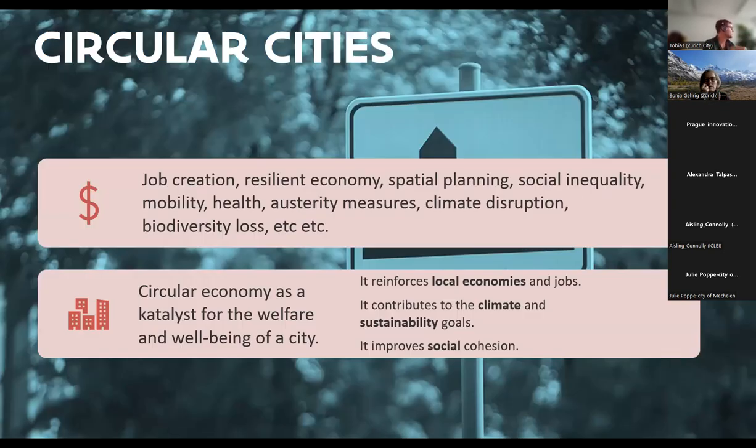So circular cities is my focus. I think, and we all think, that circular cities are the place and the context in which we should strive for a circular economy and circular society. We think they all have to cope with a lot of challenges: job creation, resilient economy, spatial planning, social inequality, mobility, etc. A lot of issues that they have to take care of. And we see a circular economy as a catalyst for the welfare and well-being of a city. It should reinforce local economies and jobs. It should contribute to the climate and sustainability goals, and it improves social cohesion. And the targets that we have with social policies.